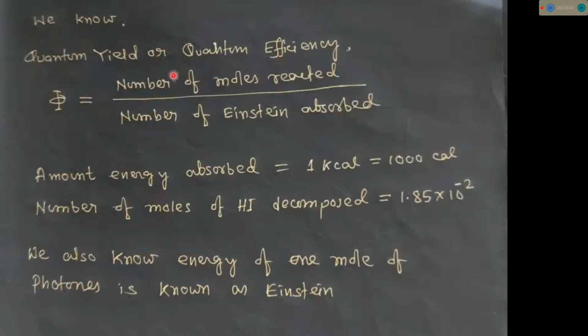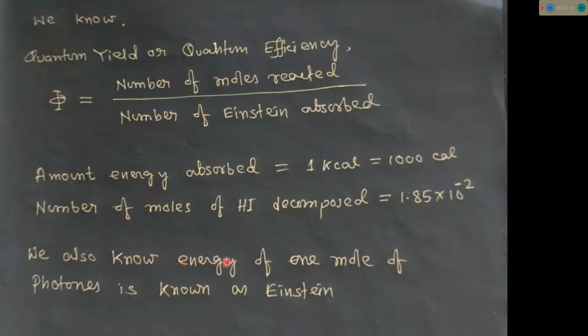For solving this question, we are considering this expression only: number of moles reacted, or number of moles formed for product, upon number of Einstein absorbed. The amount of energy absorbed is 1 kilocalorie, that is 1000 calorie. Number of moles of HI decomposed is 1.85 into 10 to the minus 2 moles. So number of moles reacted means decomposed, and number of moles formed means जितना डिकम्पोज होगा उतना ही फॉर्म होगा. So that is the same thing: number of moles reacted, decomposed and formed.